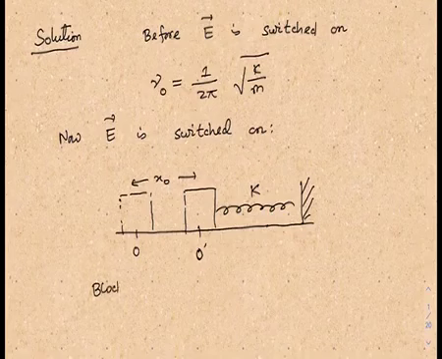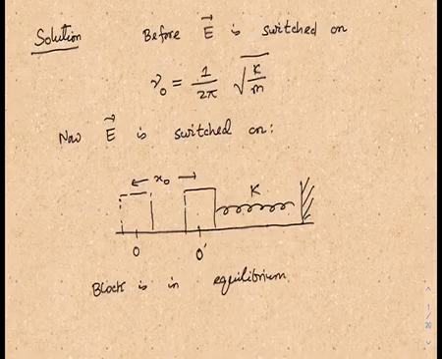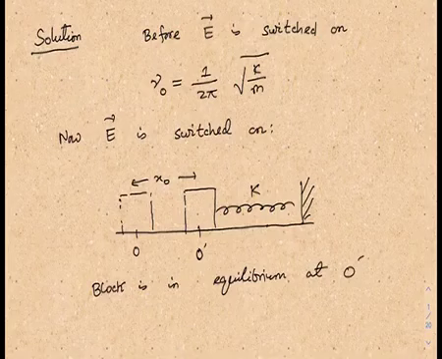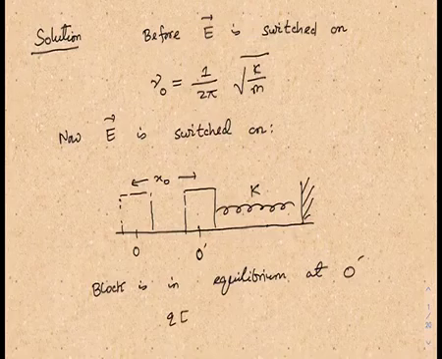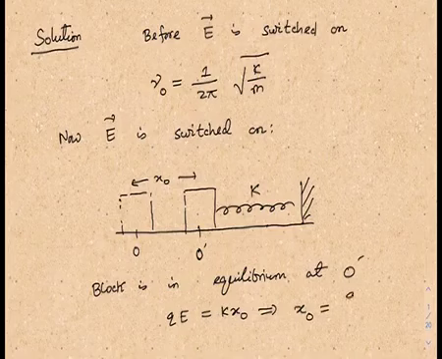The block is in equilibrium at O dash due to the electrostatic force and the spring force. So the electrostatic force is qE and the spring force would be kx0, and therefore you see the mean position x0 would be simply qE by k.